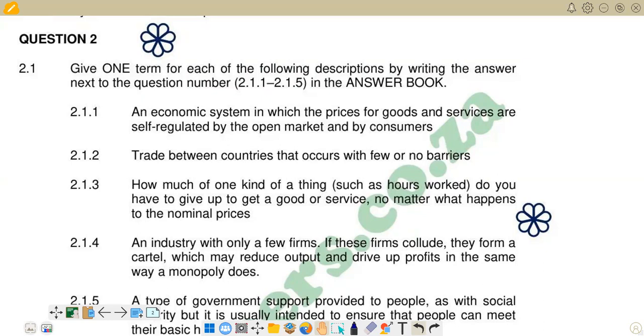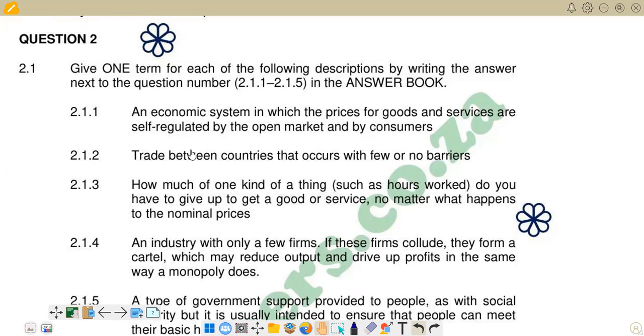The question reads, give one term for each of the following descriptions by writing the answer next to the question number, ranging from 2.1.1 to 2.1.5. The first question, 2.1.1, says an economic system in which the prices of goods and services are self-regulated by the open market and by consumers. We need to identify which type of economic system this is.